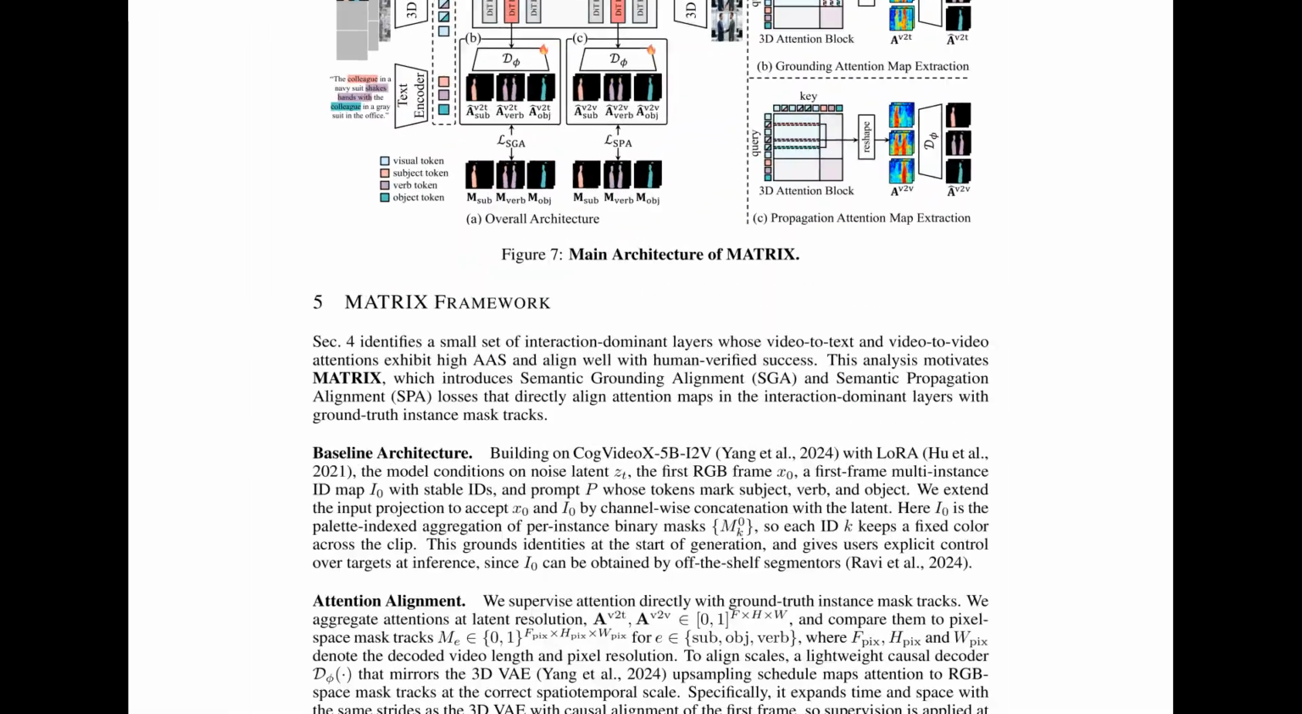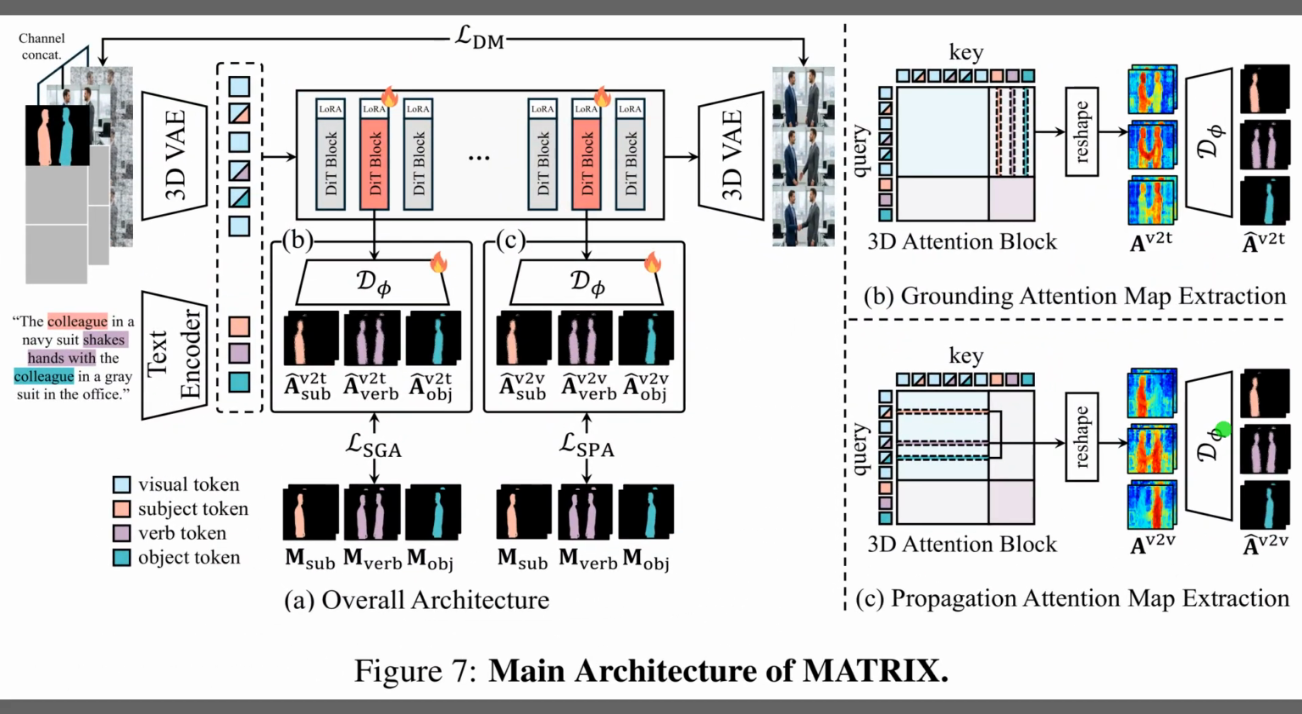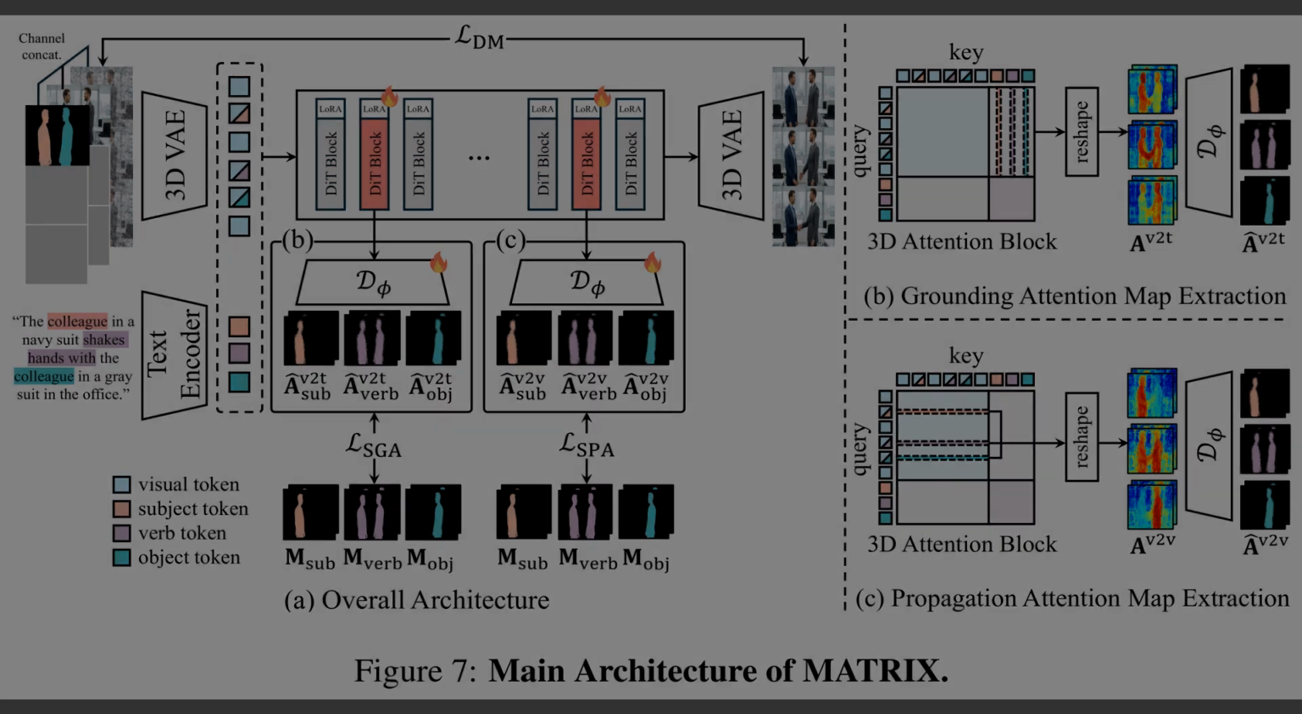So Figure 7 presents how Matrix trains a video diffusion transformer to lock attention onto tracked subjects and objects so interactions stay consistent. The left side sketches the overall pipeline, where the text encoder, first frame maps, and LoRA-tuned blocks feed two supervision heads. On the right, Panel B extracts video-to-text attention for semantic grounding, which ties noun and verb tokens to regions. Below that, Panel C extracts video-to-video attention for propagation, which preserves identities across frames.